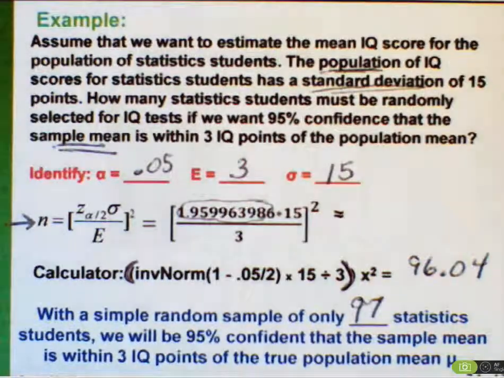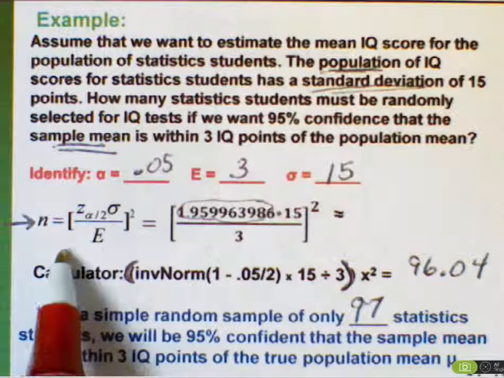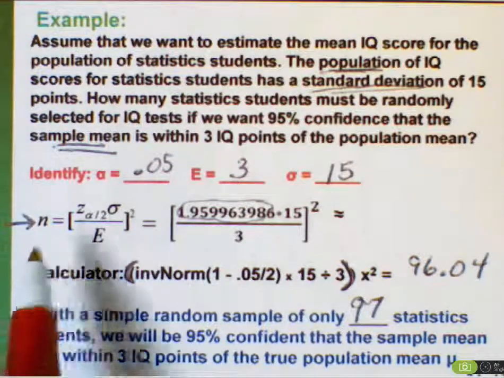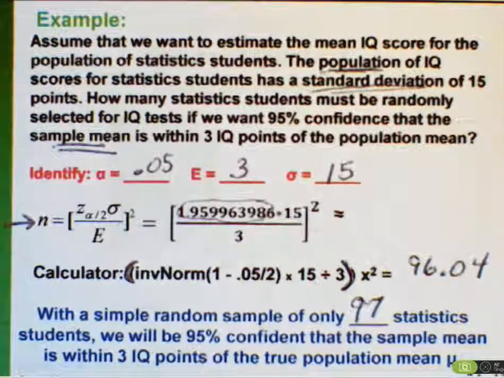All right, so you have two formulas from 7.2 for constructing a sample size for estimating a population proportion. You only have one formula in 7.3 for estimating sample size for a population mean.